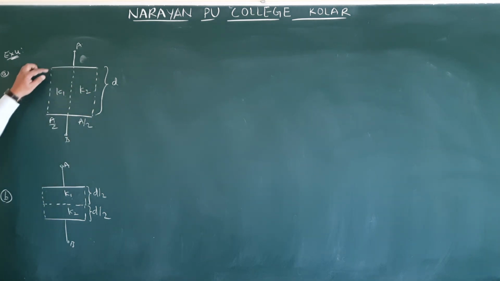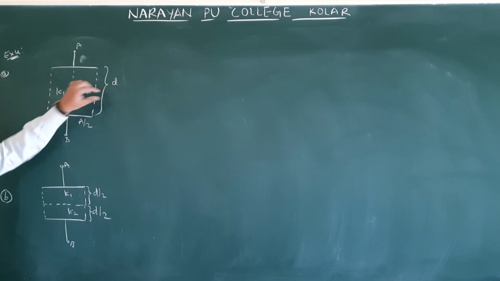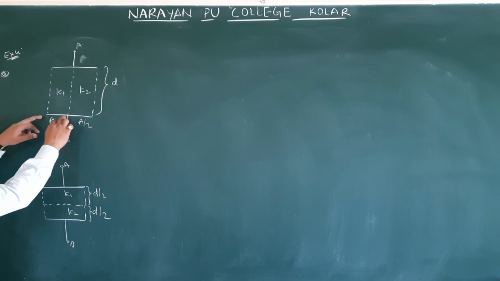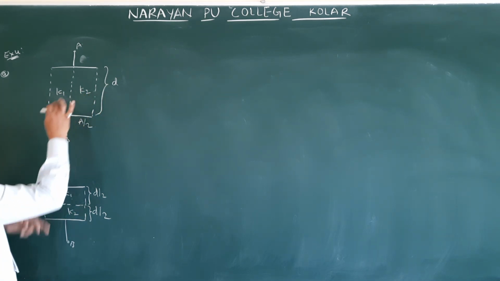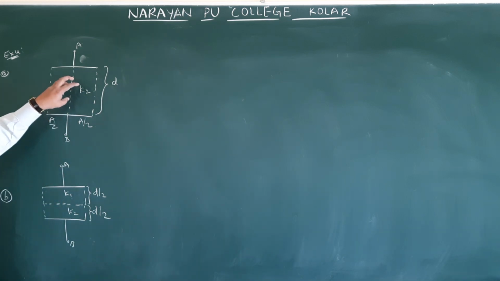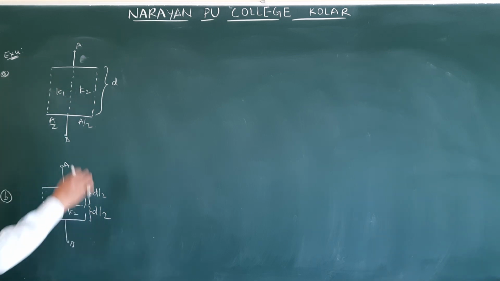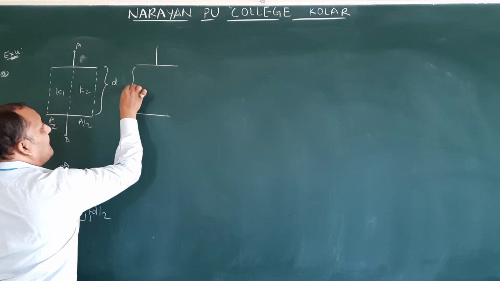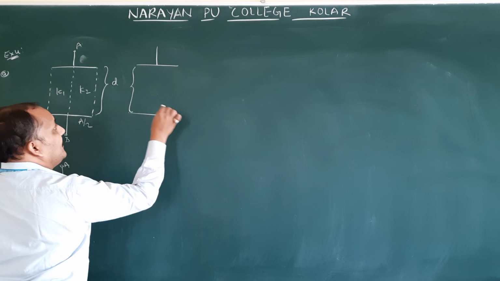is separated by two plates. This is one plate, this is another plate. Separation is how much? D. Area of each plate how much? A, capital A. But half of the area is filled by K1, half of the area is filled by K2. This is another one. Half of the distance is K1, half of the distance is nothing but K2. Here half of the area, here half of the distance, occupying imaginary. Okay, so they will ask the resultant dielectric constant or resultant capacitance. So in these two capacitors, initially, separation is how much? D. Area is A.